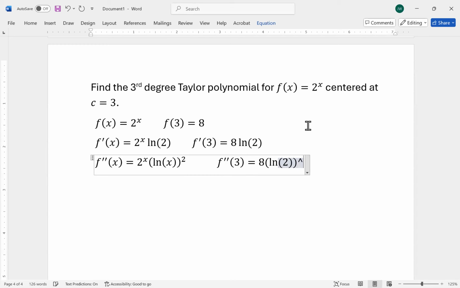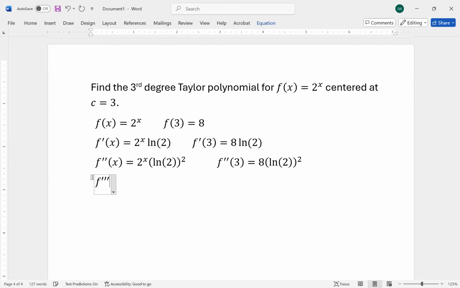I mistyped something just a second ago. I will fix it. This should have said natural log of 2 squared, not natural log of x squared. When you take a derivative of something of base other than e, then you have to multiply times natural log of that base. So, exponential derivatives here.